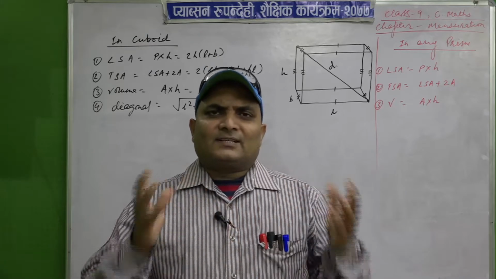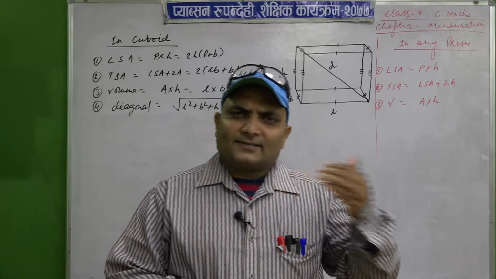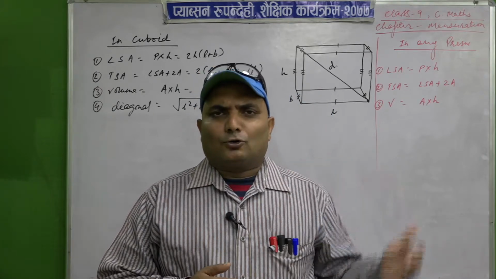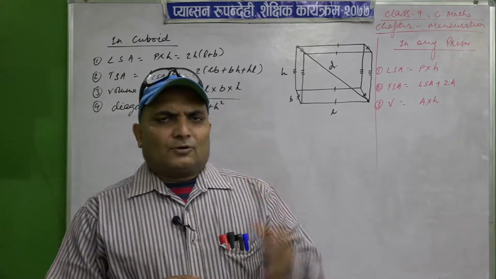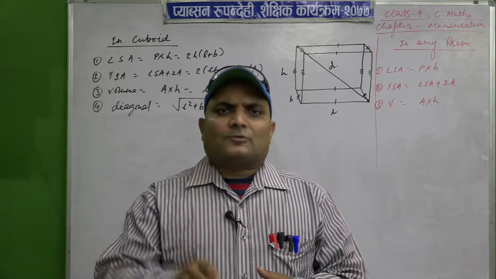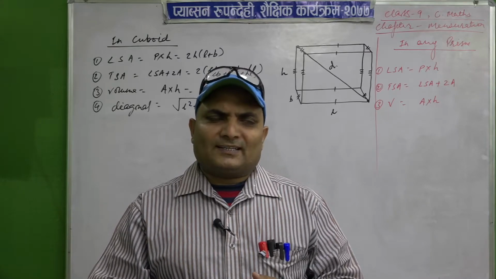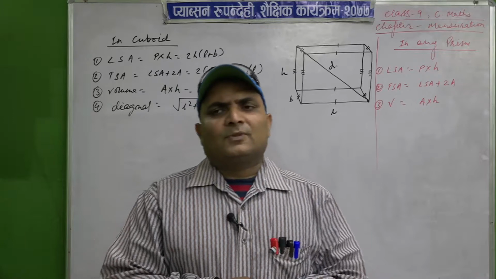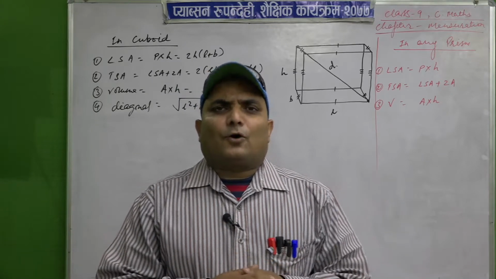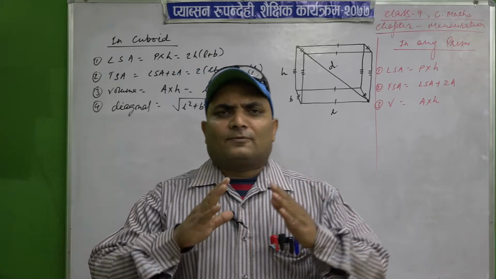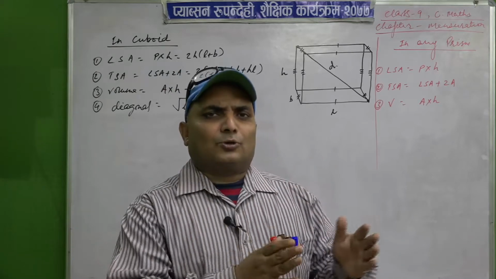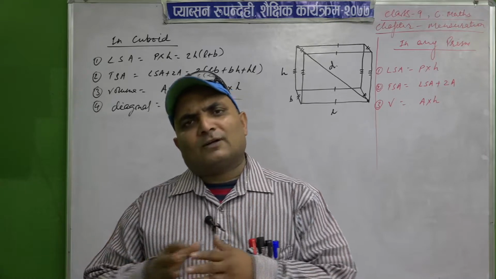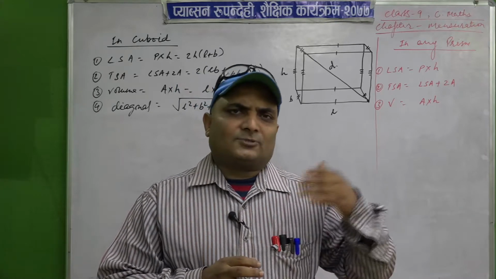And then we discussed the meaning of lateral surface area, meaning of total surface area, and the volume. In solid figures we have started with prism. We are dealing with the prism yesterday and today also. Yesterday we found the meaning of lateral surface area and its formula, the meaning of total surface area and its formula, and the meaning of volume and its formula.